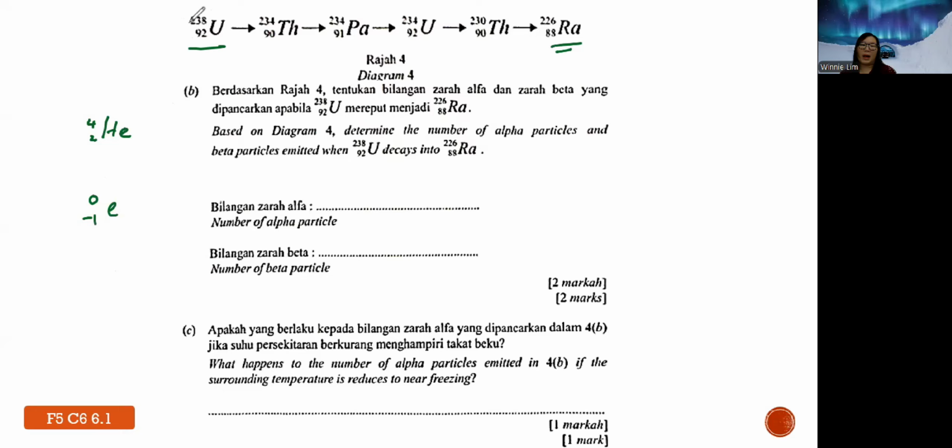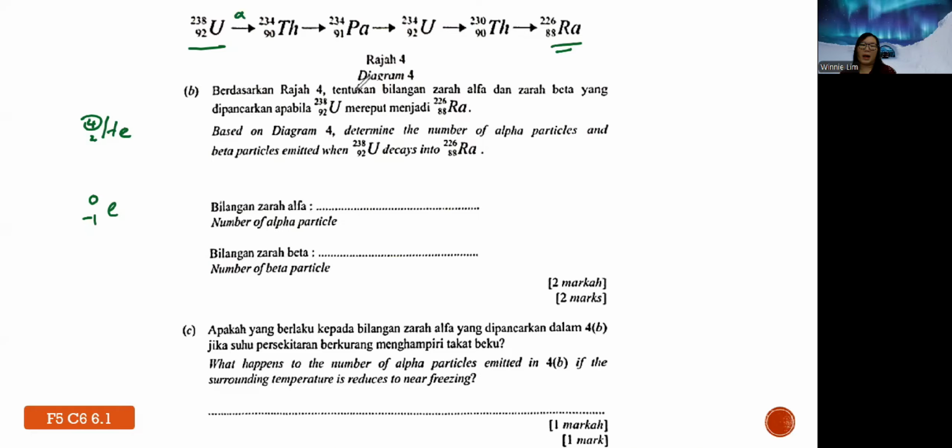So you look at the nucleon number. If it is emitting an alpha particle, the nucleon number will reduce by 4. But if it is emitting a beta particle, there will be no change in the nucleon number, because it is 0, but the proton number will increase by 1. Whereas for an alpha particle, the proton number will reduce by 2. So you see, 238 becomes 234, that means reduced by 4. 92 becomes 90, reduced by 2.